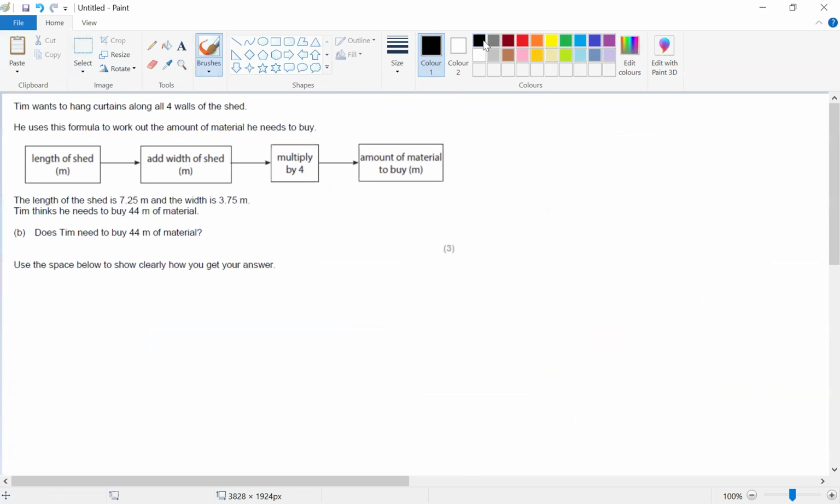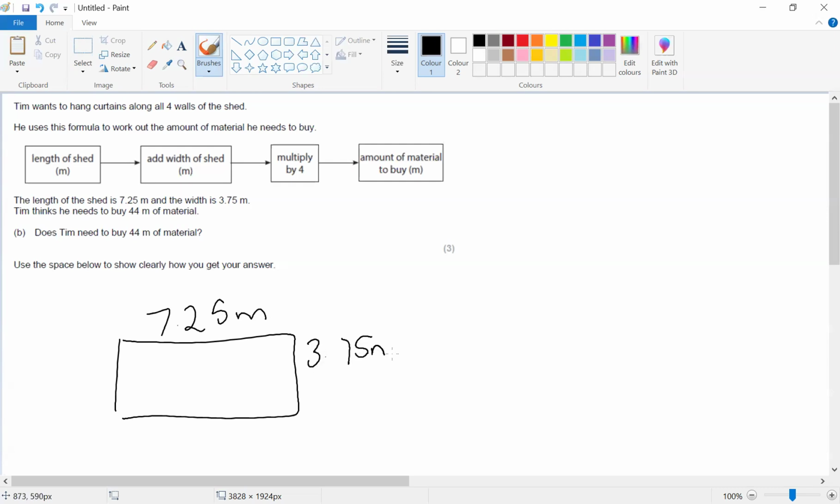Tim wants to hang curtains along all 4 walls of the shed. He uses a formula to work out the amount of material he needs to buy. The length of the shed in meters, add the width of the shed in meters, multiply that by 4, equals the amount of material to buy in meters. So the shed, and I'm going to draw it out, well, not accurately, is going to be 7.25 meters by 3.75 meters.